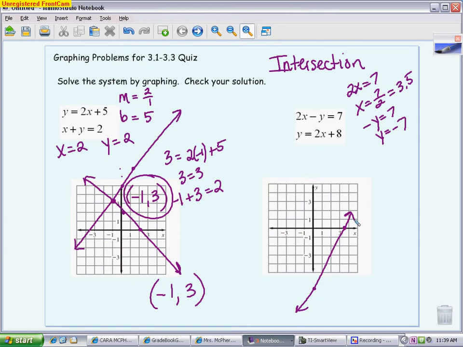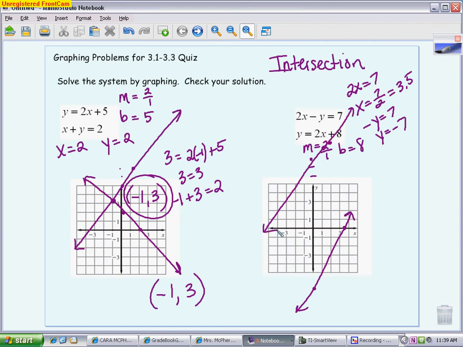For the next one, it's in slope-intercept form. My slope is 2, or 2 over 1. My y-intercept is 8. And again, I have to go up a little bit here, up to here. And I'm going right into my writing, up 2 over 1. And I get this line.